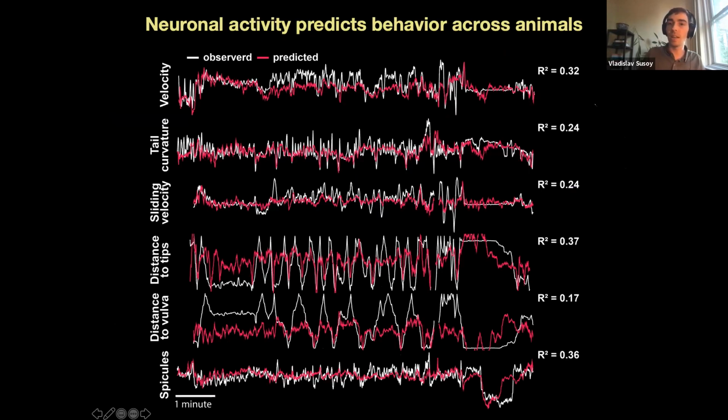When we look at how the model performs, we can see that we are actually able to predict multiple features of behavior rather well. And this would include the tail velocity and its curvature, sliding velocity, distance to tips, and to the vulva. And this shows that these features are explicitly represented in the circuit's activity, but also that this representation is highly consistent from animal to animal.